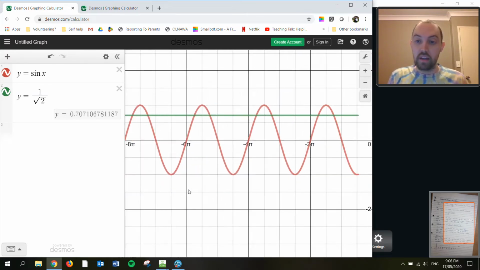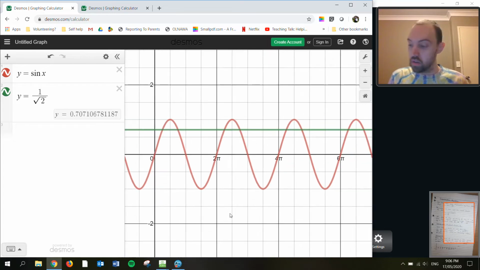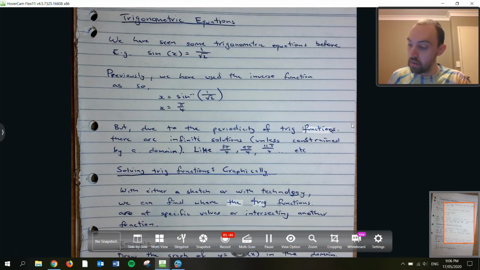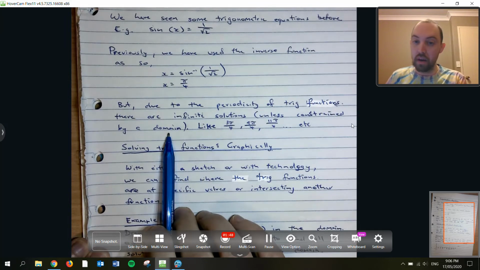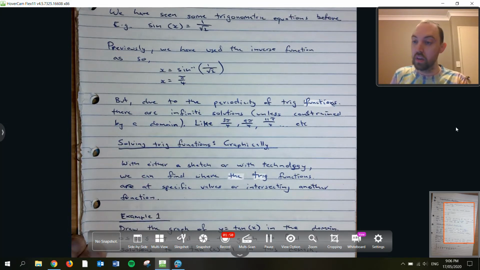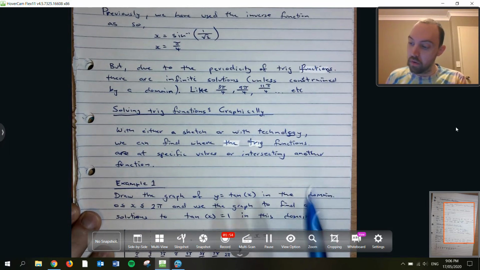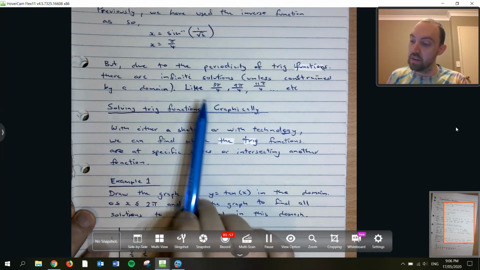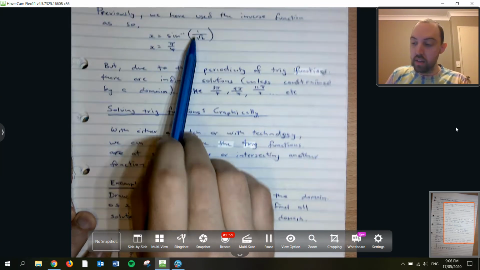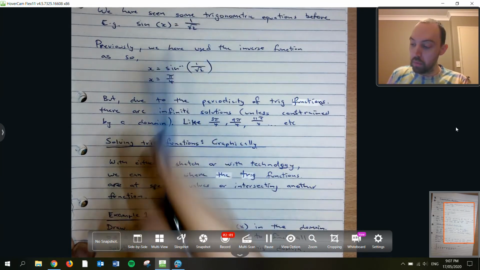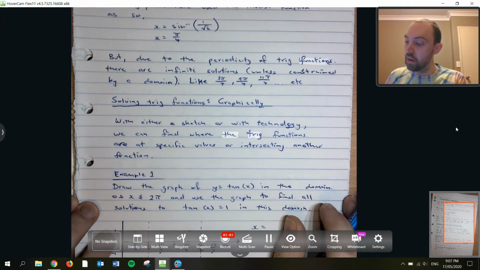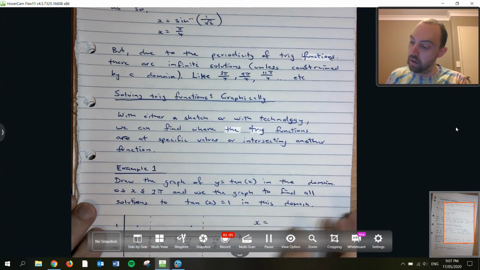Really, unless it has been restricted or constrained by a domain, so it tells us where we actually want to look for our solutions, then there's infinitely many, okay? So this is the focus of our exercise today, trying to solve these types of problems, but with a little bit more detail behind them.